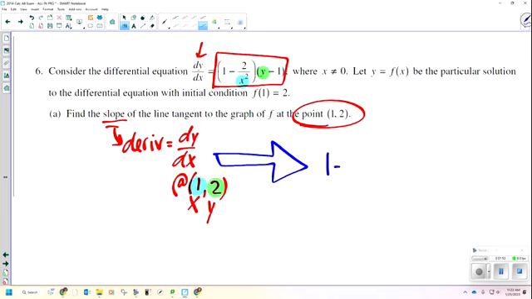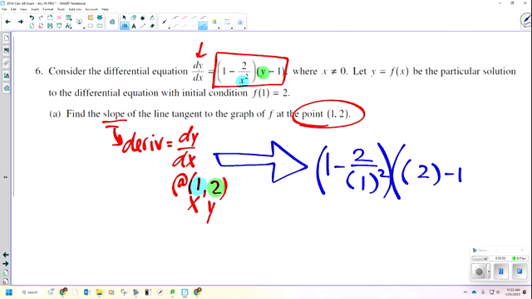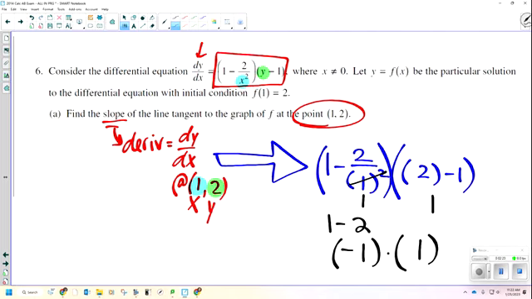I've got 1 minus 2 over x squared. My x is 1. I'm going to multiply that times y, which is 2, minus 1. Well, let's do some simple algebra. Told you we ain't going to need this calculator. Okay, 1 squared is just 1. 2 over 1 is 2, so I have 1 minus 2, which is negative 1, times 2 minus 1, which is just 1. So it's negative 1 times 1. So my answer is negative 1. That was really, really simple to do.